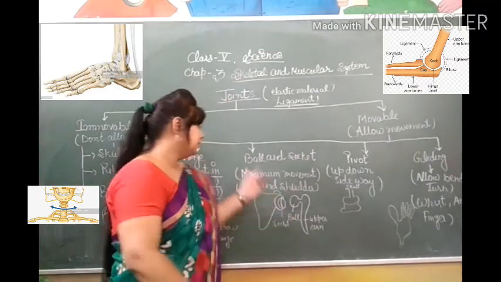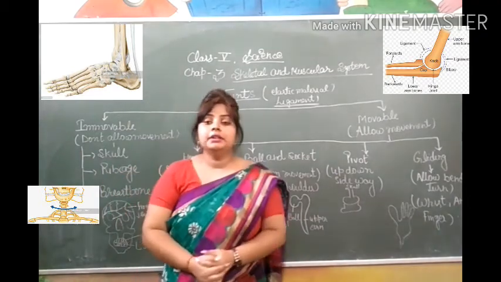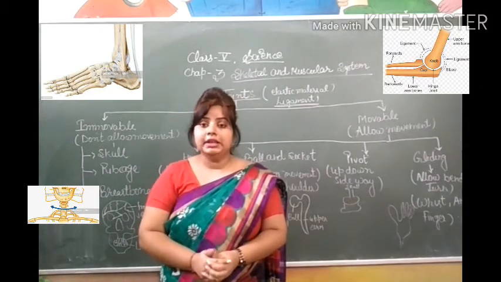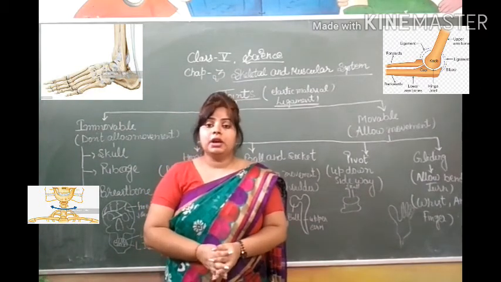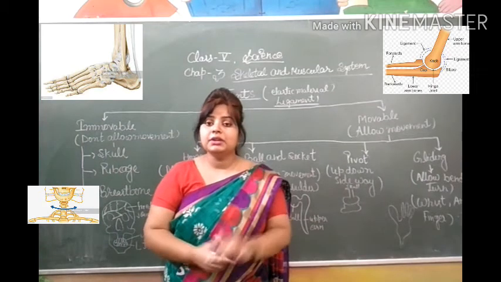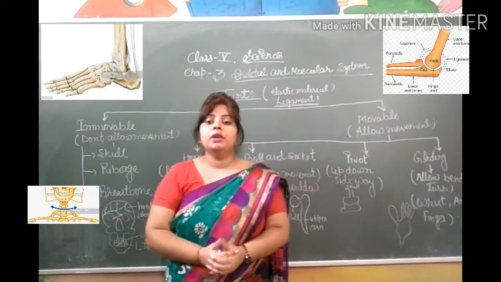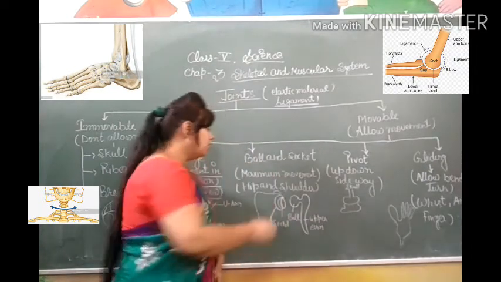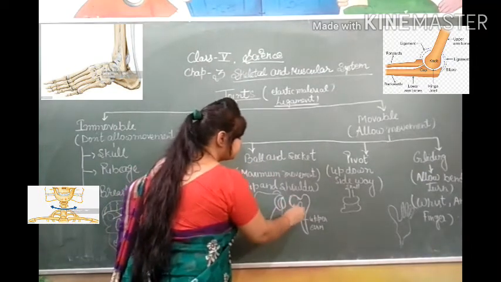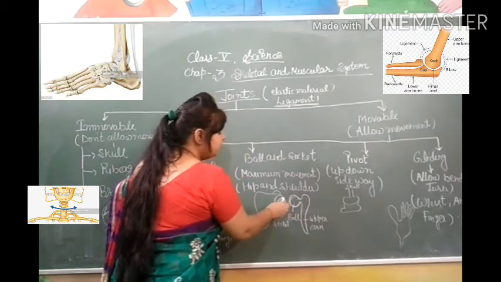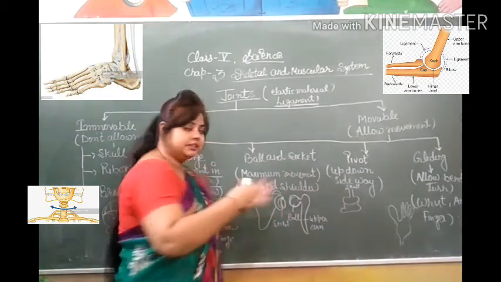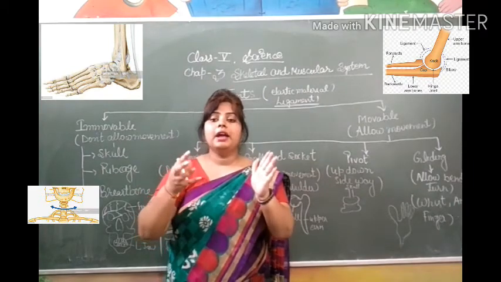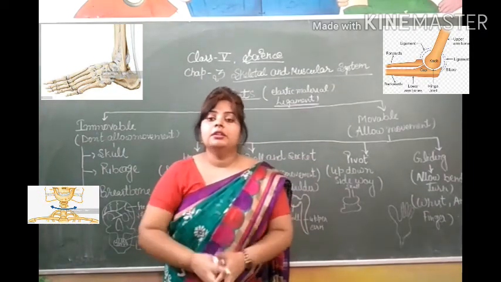Now move on to the second topic. The second heading is the ball and socket joint. According to the name, in a ball and socket joint one bone has a ball-like structure and the other bone has a socket-like structure. The ball-like structure is fixed to the socket-like structure. One has a socket-like structure and one has a ball-like structure.